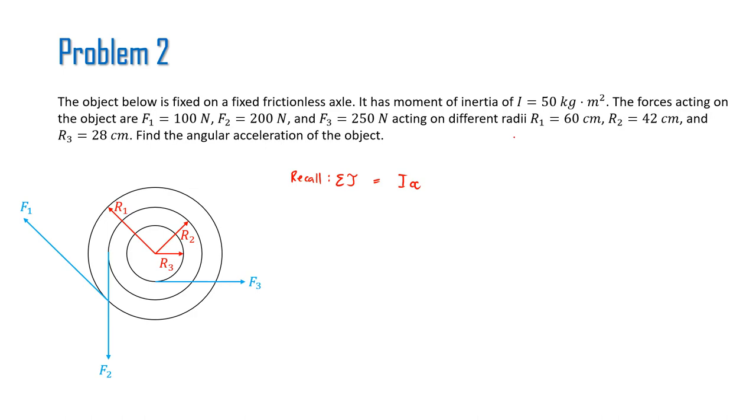Newton's second law of motion states that summation of forces is equal to mass times acceleration. So this is for linear motion. This is the rotational analog of Newton's second law of motion. So we have the summation of torques is equal to the moment of inertia multiplied by the angular acceleration.